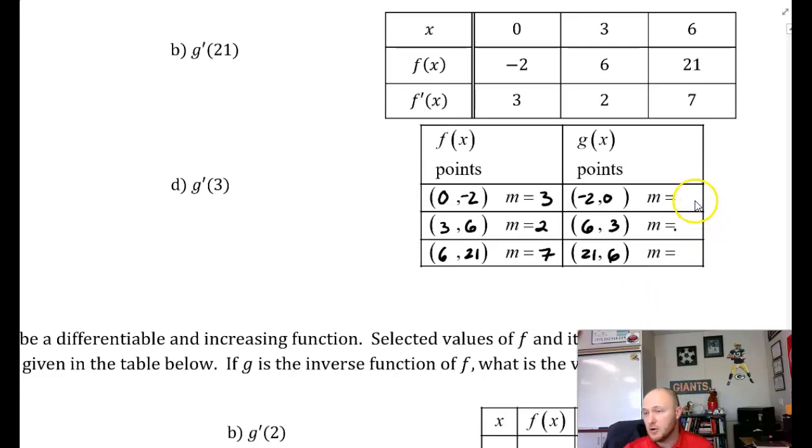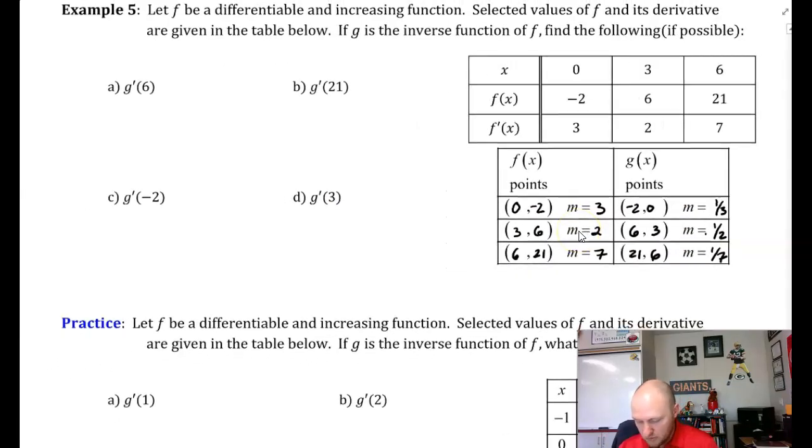And their slopes, well, the slopes at the mirror points are going to be reciprocals. So the slope at this point is going to be 1 over 3. The slope at this point is going to be the reciprocal of its mirror point, which is 1 over 2. And the derivative of the inverse at this mirror point is going to be the reciprocal, 1/7. So with this table of values, now it's just like reading from a table, which is super easy.